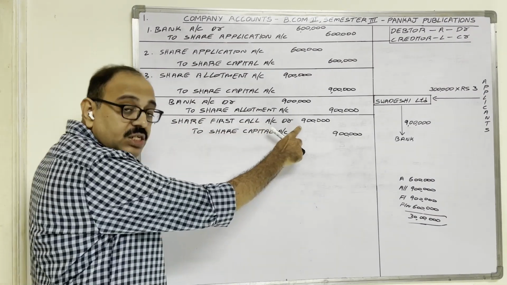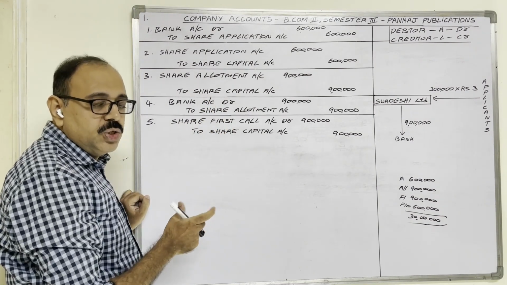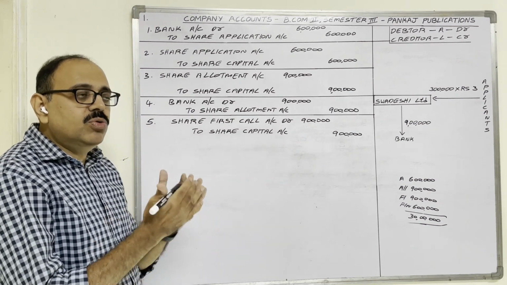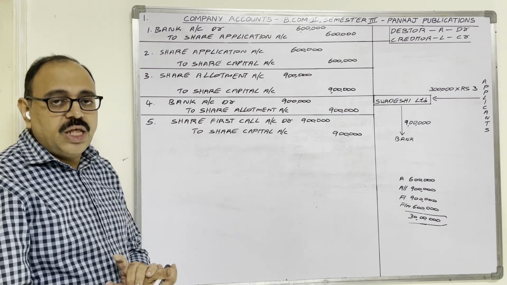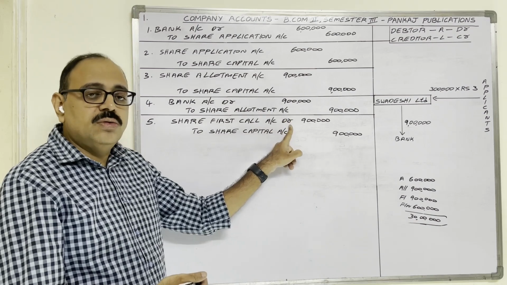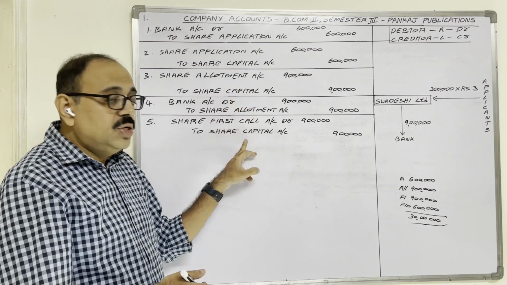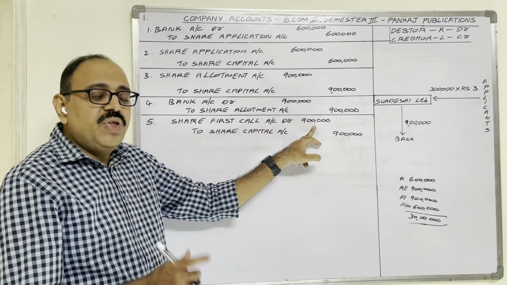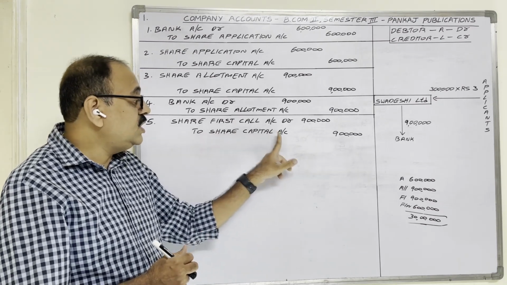Why share first call account is debited? Same explanation. So 20,000 applicants should pay 9 lakh rupees to the company. To the company, these 20,000 applicants are debtors. Debtors means asset. Asset shows a debit balance. Therefore, instead of those 20,000 applicants, we wrote share first call account on debit side. And why share capital account is credited? Same explanation. So share capital is a liability. Now first call money 9 lakh rupees. No? So with a 9 lakh rupee, we want to credit share capital account. Therefore, share capital account is credited with 9 lakh.